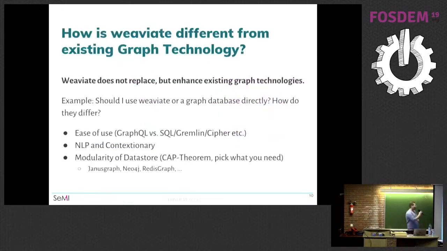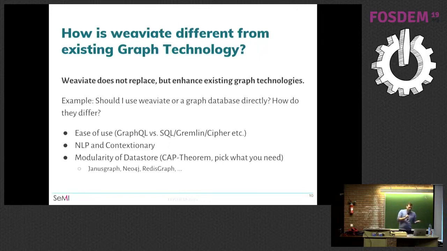Cool. So now we're transitioning a bit more into the technical part. The first one is here. How is Weaviate different from existing graph technology? So Weaviate is not a graph database, and Weaviate does not try to replace existing graph technology in any way. Weaviate tries to enhance it, to build on top of it.